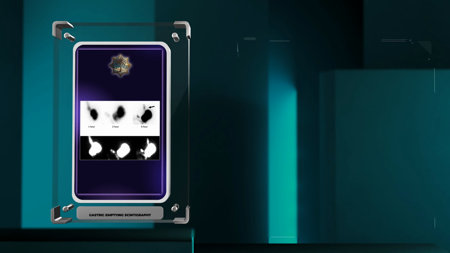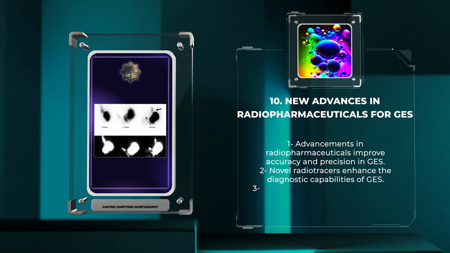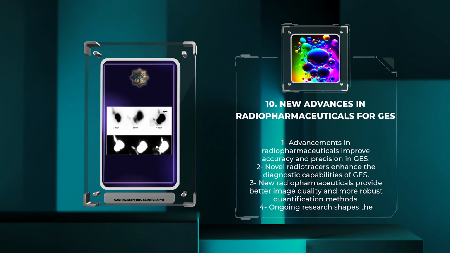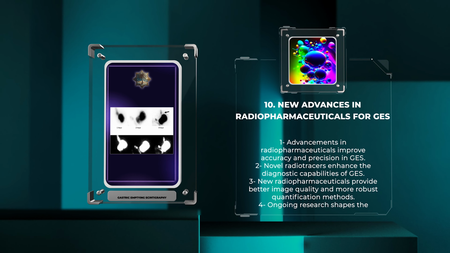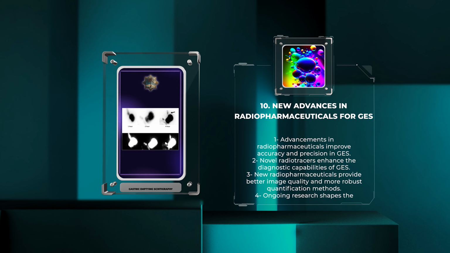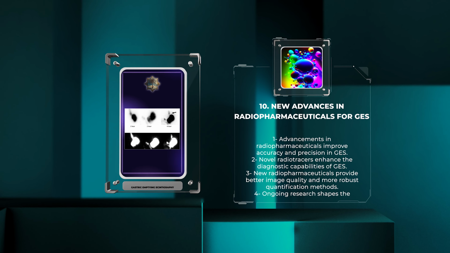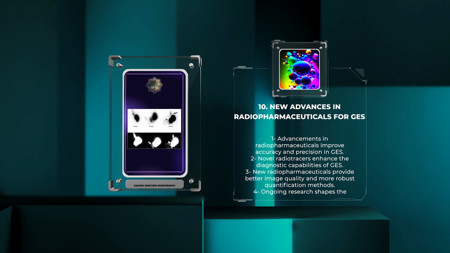Advancements in radiopharmaceuticals have allowed for improved accuracy and precision in GES. The development of novel radiotracers, such as technetium-labeled compounds and positron emission tomography, PET, agents, has enhanced the diagnostic capabilities of GES. These new radiopharmaceuticals provide better image quality, more robust quantification methods, and potential applications beyond traditional GES. Ongoing research in this field continues to shape the future of GES and its clinical utility.